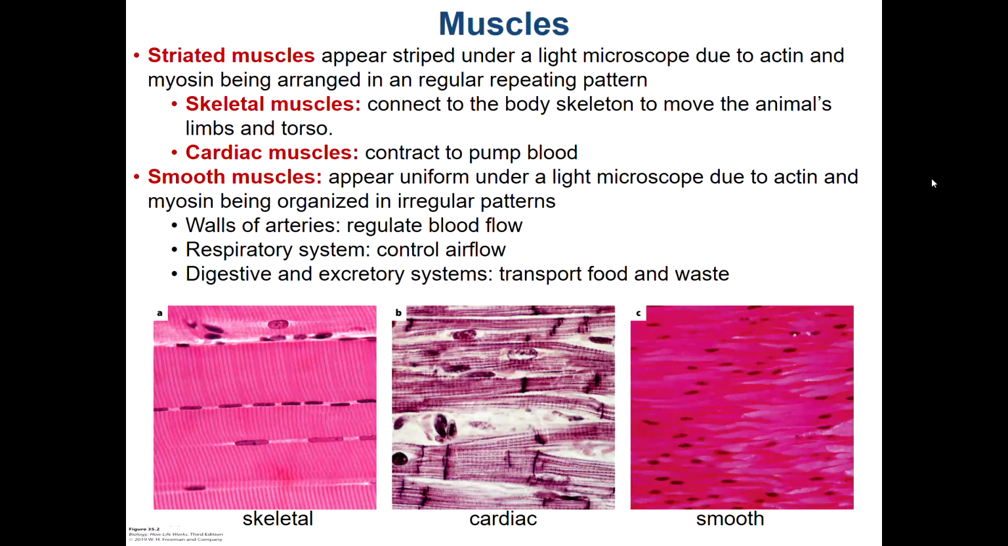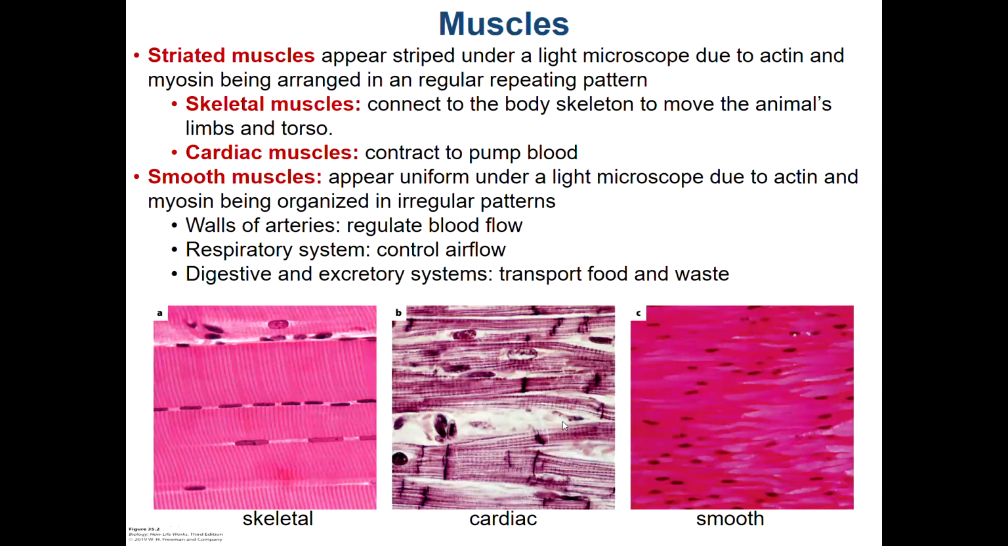Striated muscles appear striped, so that's what striated means, striped, under a light microscope due to actin and myosin being arranged in a regular repeating pattern. Two types of muscles in our body have striated muscles: skeletal muscles, which connect to the body's skeleton to move the animal's limbs and torso, and cardiac muscles, which contract to pump blood. So in these two pictures, A and B, you can see the striated appearance with the stripes because the actin and myosin are arranged in a regular repeating pattern.